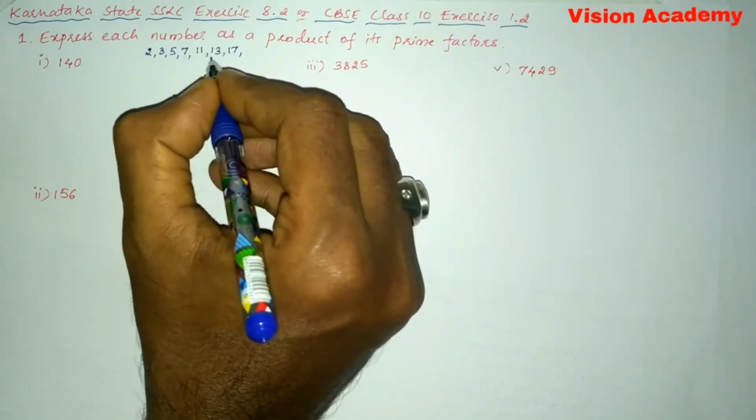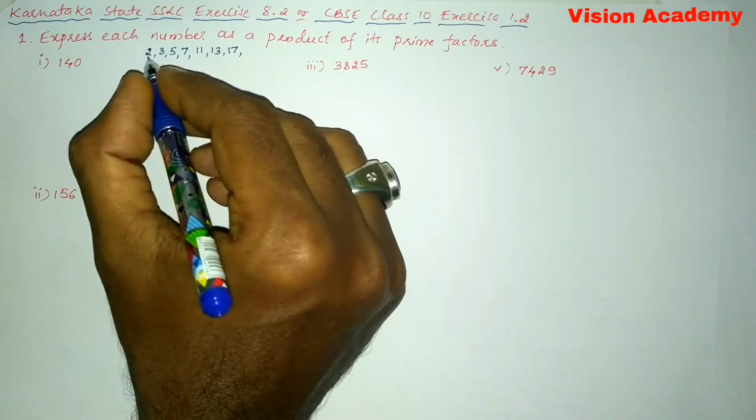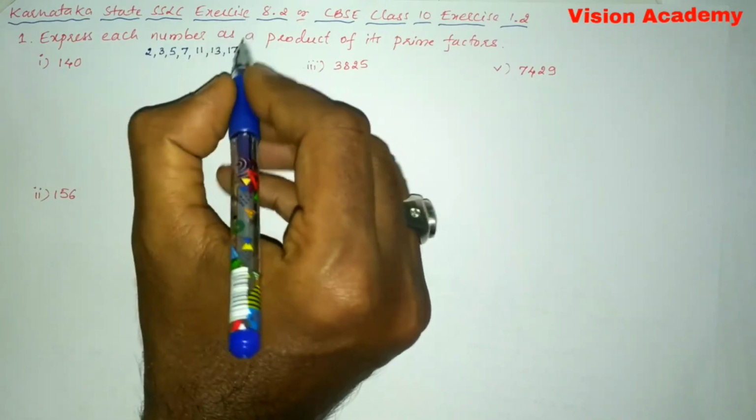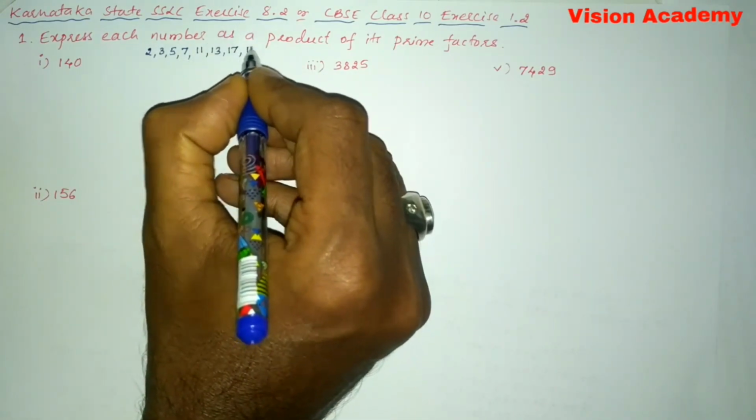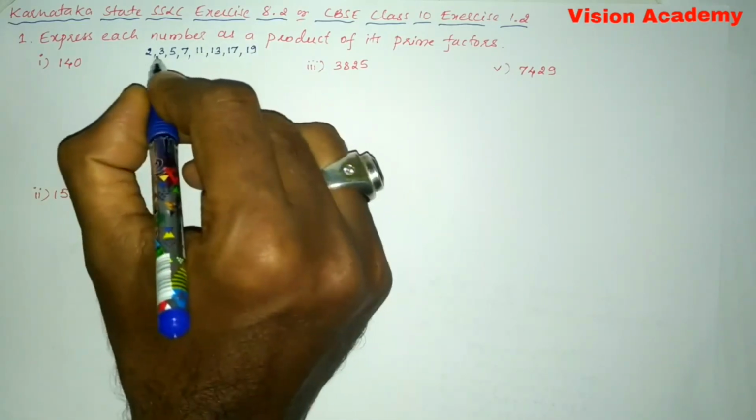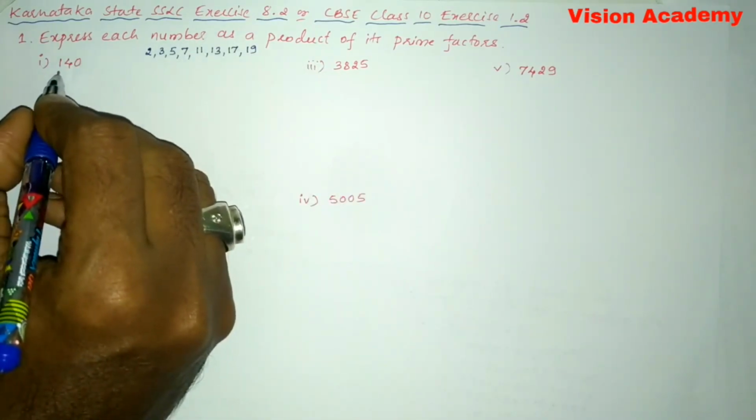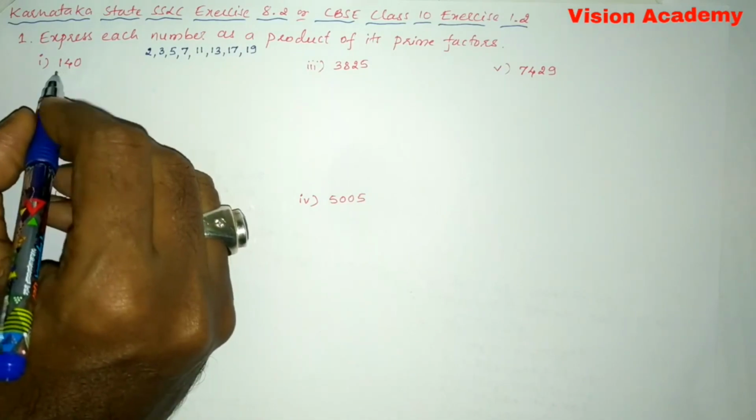Next we'll write 18. 18 is divisible by 2. Hence it is not a prime number. Next we'll write 19. 19 is not divisible by any of these factors. So next let us continue with Roman number 1, that is 140.